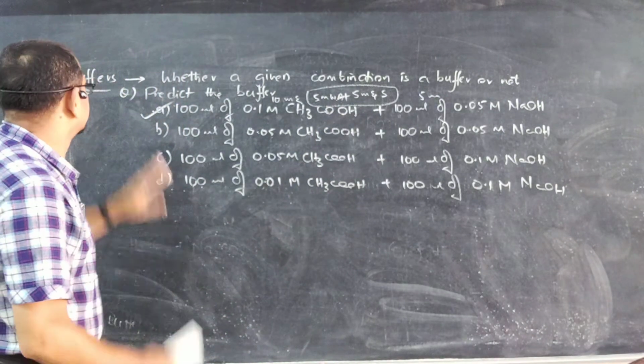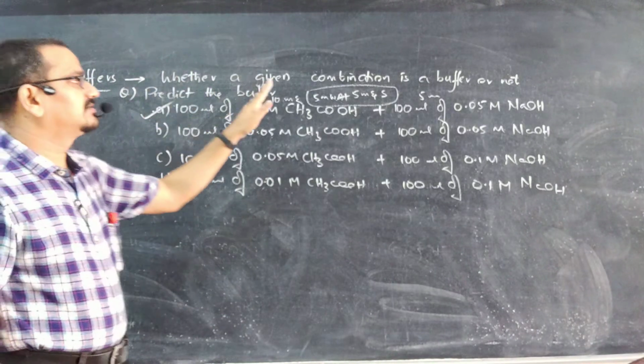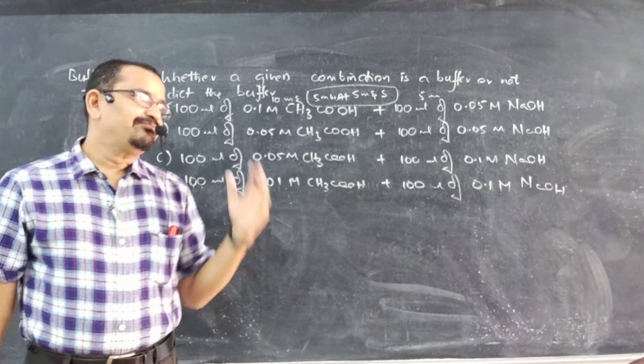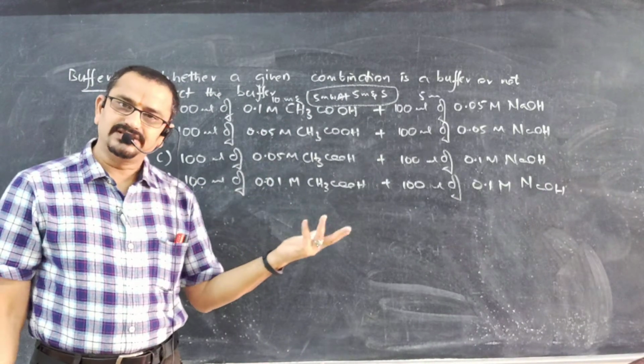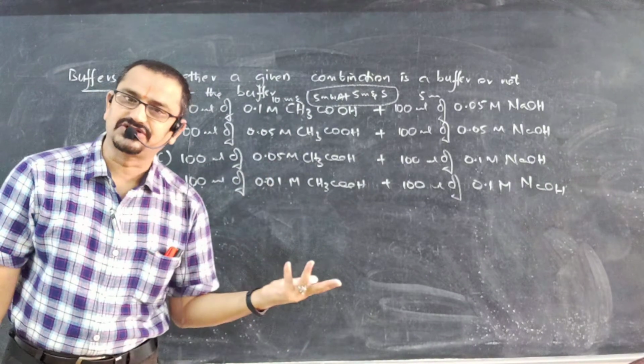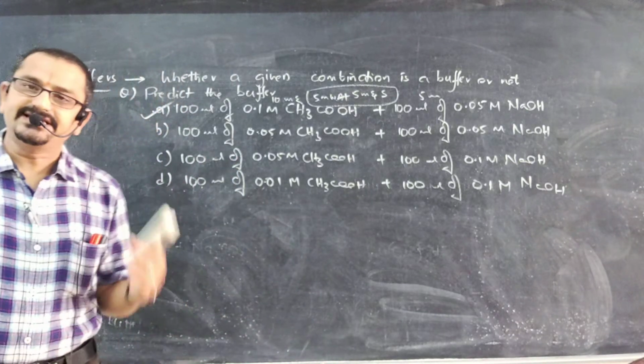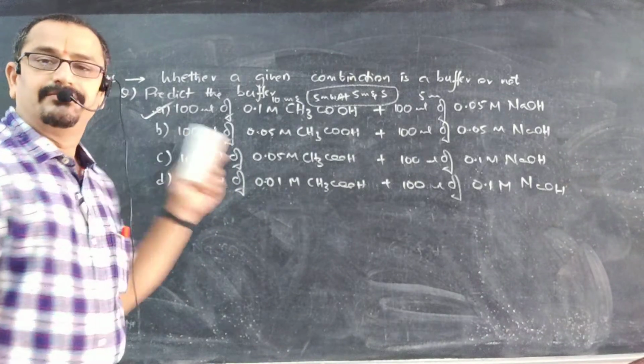This is one question which is based on whether a given combination is a buffer or not. A buffer should contain a weak acid and its salt with a strong base, or a weak base and its salt with a strong acid. With respect to milliequivalents, we can justify this. Let us see another model question from buffers.